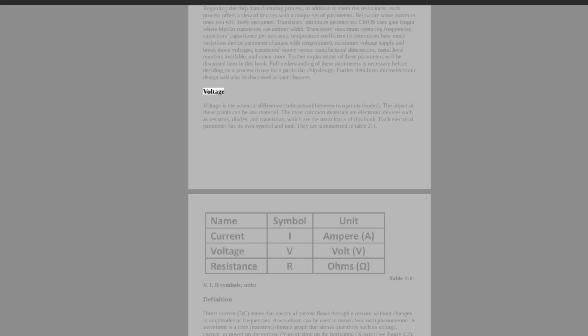Voltage. Voltage is the potential difference, subtraction, between 2 points, nodes. The object of these points can be any material. The most common materials are electronic devices such as resistors, diodes, and transistors, which are the main focus of this book. Each electrical parameter has its own symbol and unit. They are summarized in Table 2.1.